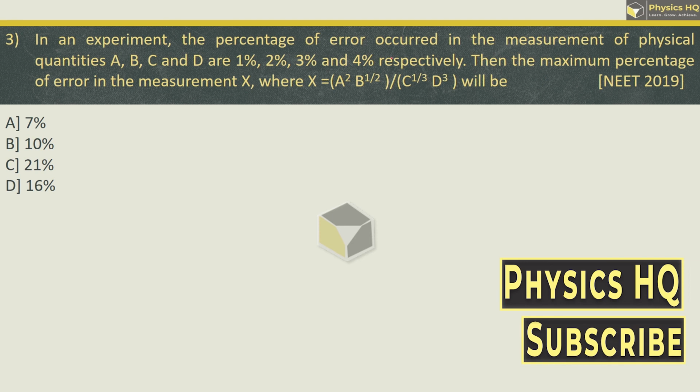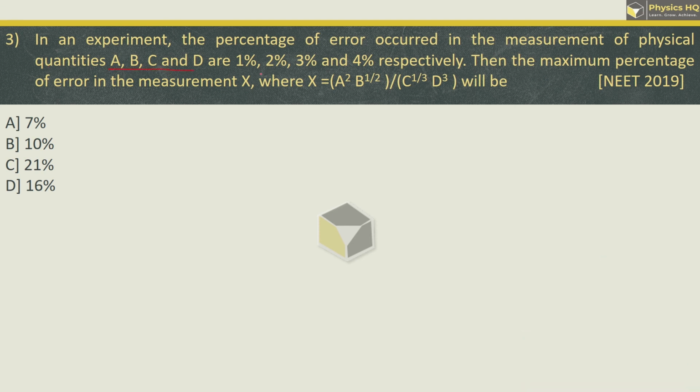In an experiment, the percentage of error occurred in the measurement of physical quantities A, B, C and D are 1, 2, 3 and 4% respectively. Then the maximum percentage error in the measurement of X will be how much? तो ये आप आराम से कर सकते हो अगर पिछला वाला आपको समझ में आ गया है तो. Let us try it out. आप लोग एक बार ट्राई करो और फिर चेकआउट करो ये, फिर इसको देखो.